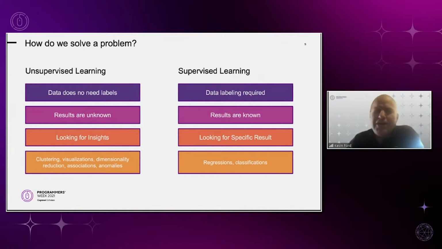Now, there is something called semi-supervised learning that is a kind of a combination of the two. We won't be talking about those today, but just be aware that it does exist. And that's basically where you're labeling some of the data, but potentially not all of the data.